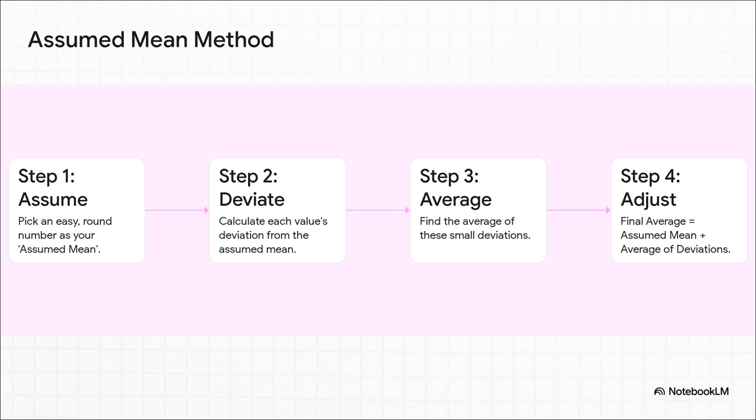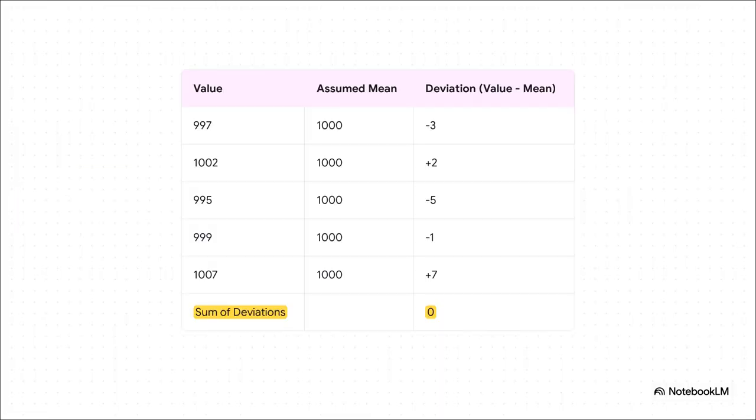First, you just pick an easy round number close to all your values. That's your assumed mean. Then you just figure out how far each number is from your guess. Finally, you calculate the average of those little differences and use it to adjust your initial guess. That's it. And here's what that looks like in action.